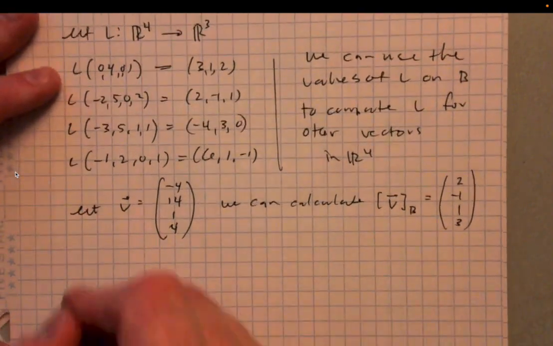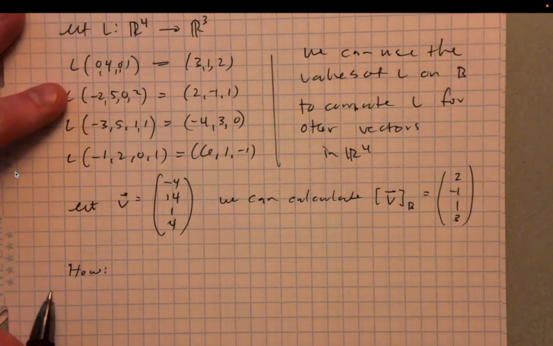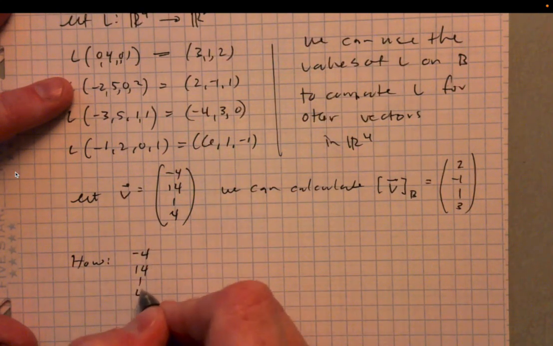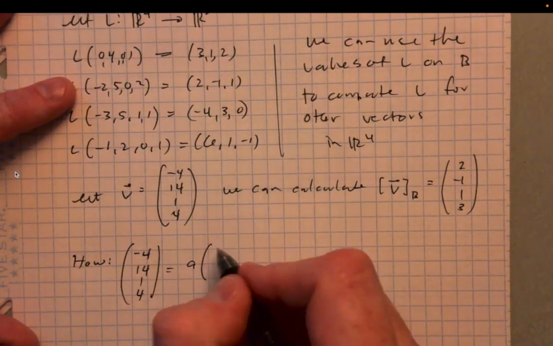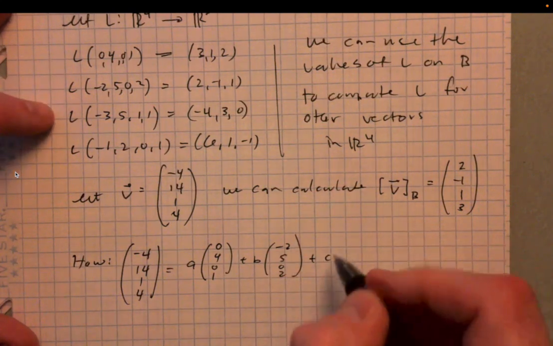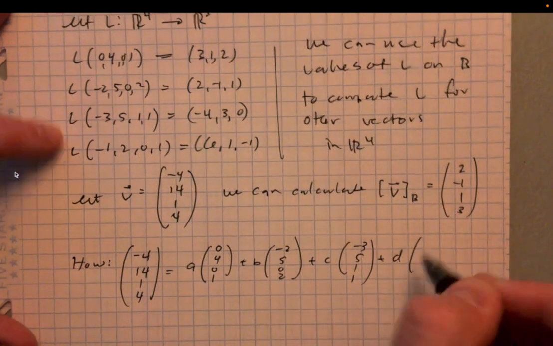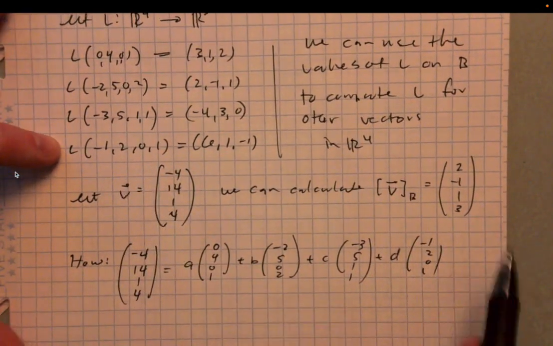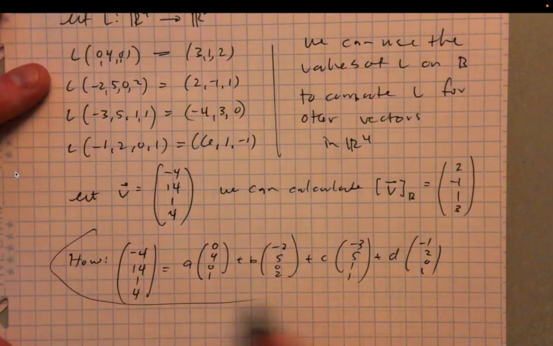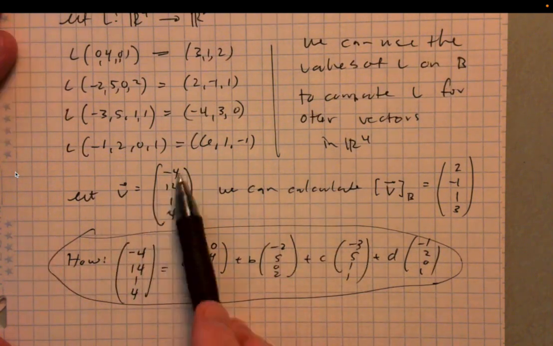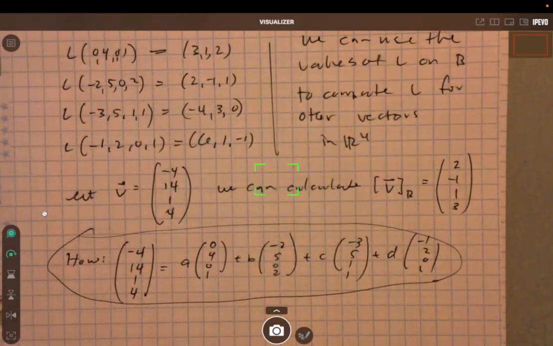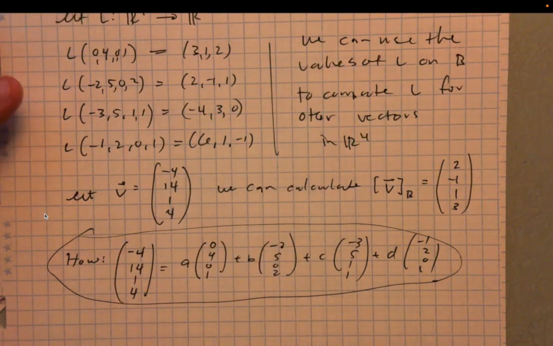Now, how did I get that? Just to make sure that we're on the same page, I solved this system. This is going to be equal to a times (0, 4, 0, 1) plus b times (-2, 5, 0, 2) plus c times (-3, 5, 1, 1) plus d times this guy, (-1, 2, 0, 1). And so you can just solve that. You can use an augmented matrix and row reduce it. So just so you know where that came from: I've got a vector v, and I can coordinatize it with respect to this ordered basis B, and that's what you get when you do that operation for this specific example here.